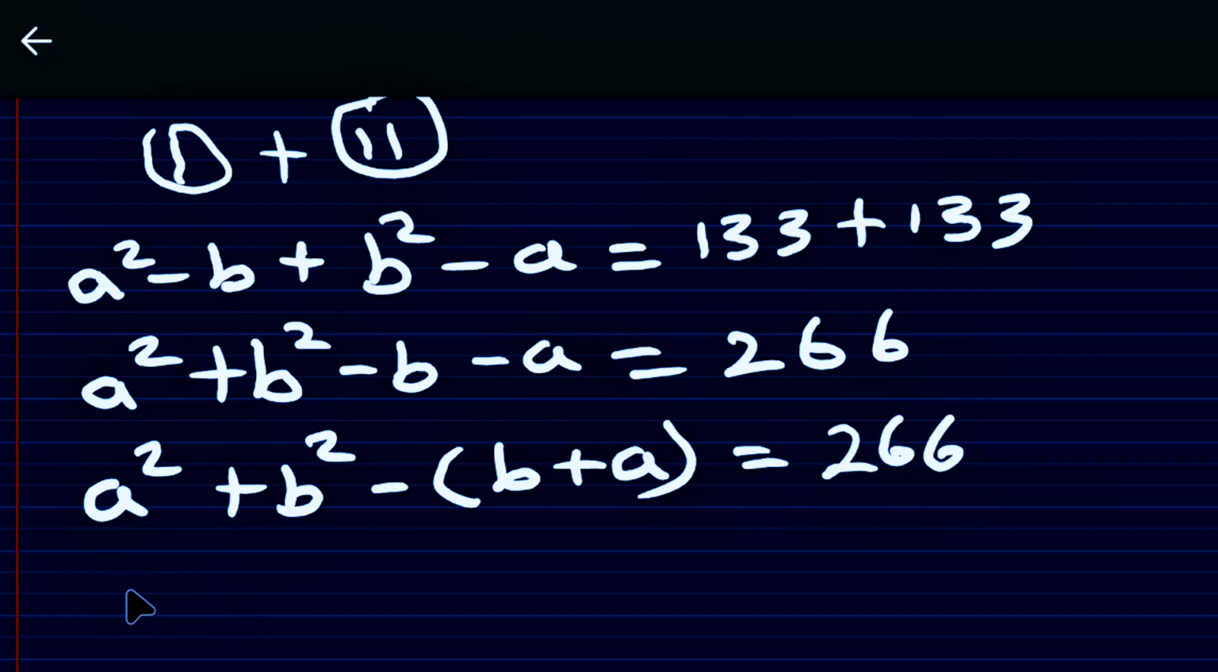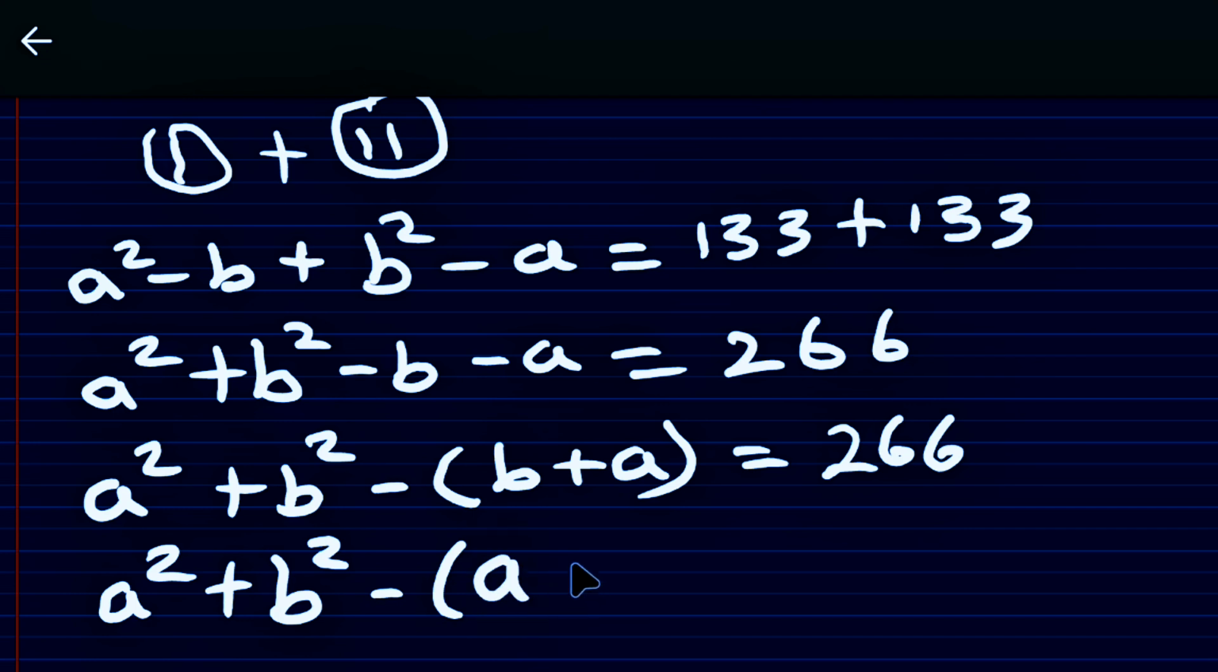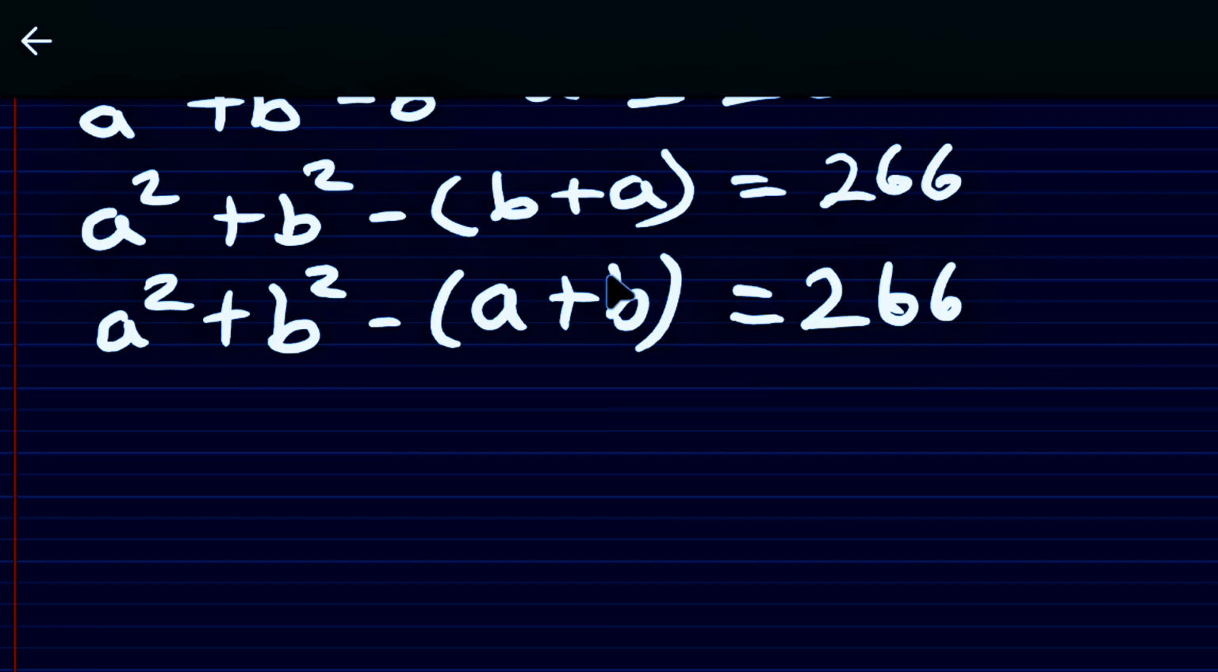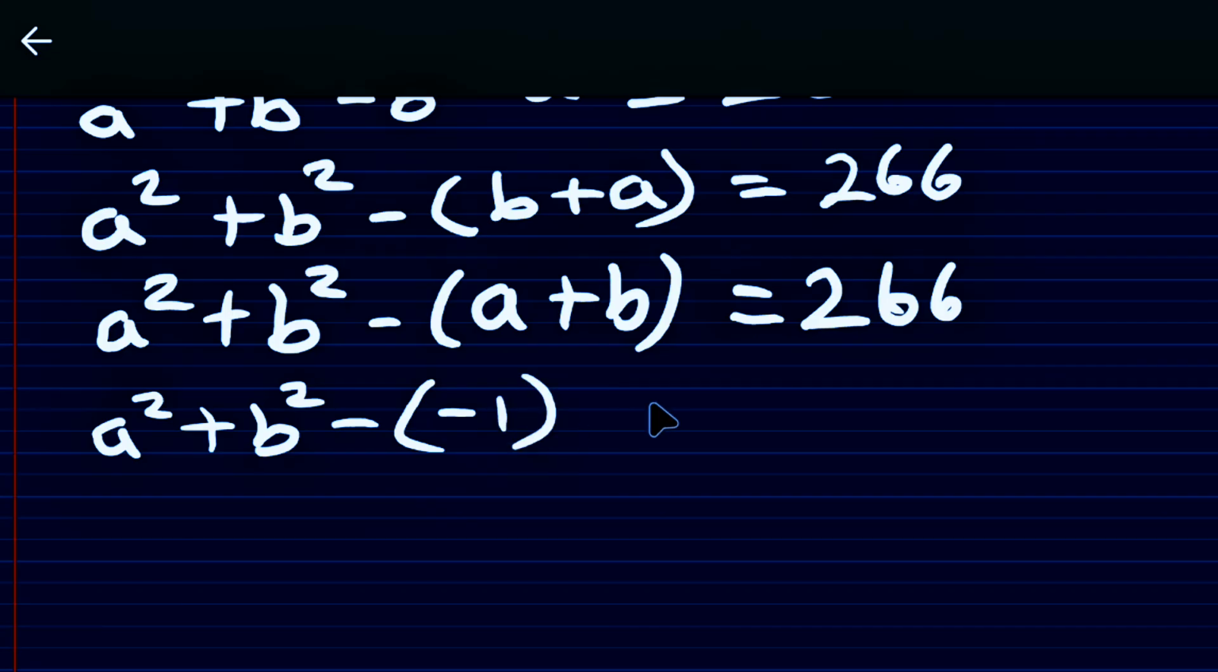Okay, so from here we have a squared plus b squared, then minus, inside this parenthesis we can write it as a plus b. Because if you use this minus to open this, you have minus a minus b, and this equals 266. Now remember that I told you to take note of a plus b, so we are going to have a squared minus b squared minus a plus b is equal to minus 1. That is equation 3. So we are going to have minus 1 here, and this equals 266.